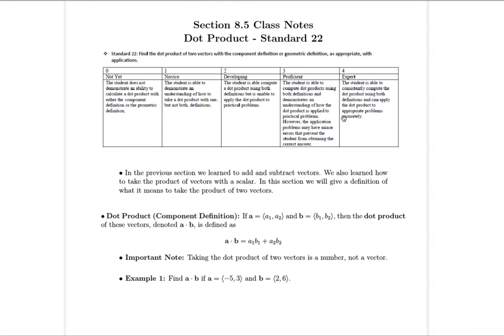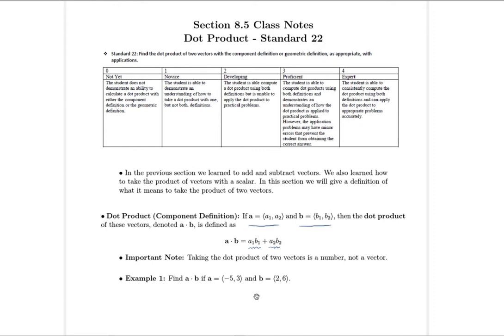So here's how you define it. If you have two different vectors here, then you define the dot product by saying that we are going to multiply the x components together and then add that to multiplying the y components together. So the first thing to notice is that when you take the dot product of a vector, it gives you just a number. So there's no more vector here. So the dot product is always equal to a number.